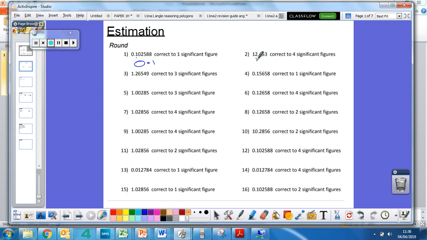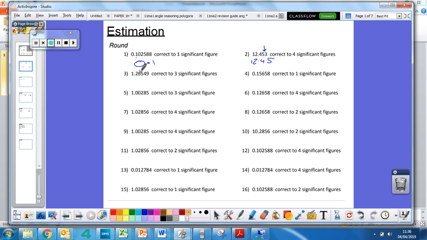12.453 to 4 significant figures. First, second, third, fourth. It's this column here where the 5 is. That's what we're rounding to. So it's going to be 12.4. Check the next digit to see if you round up. You don't. It's 12.45.